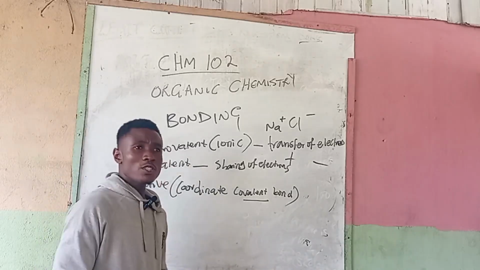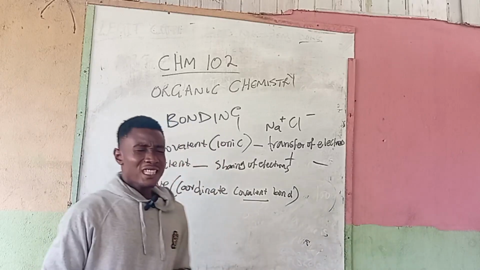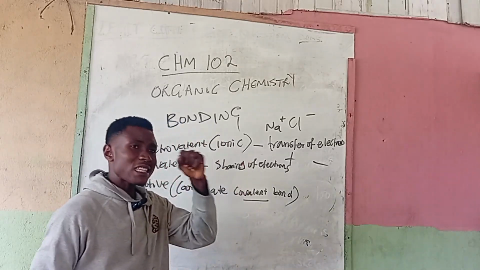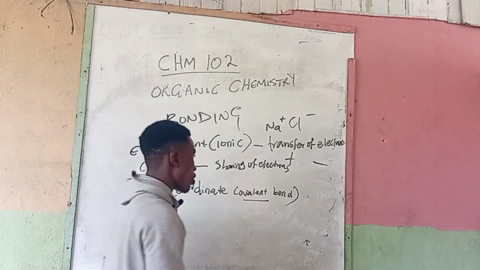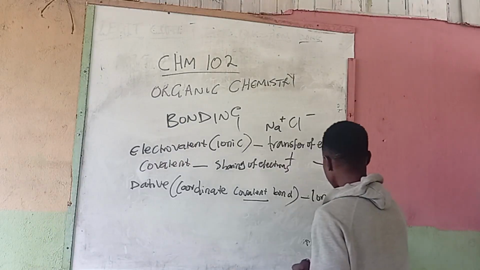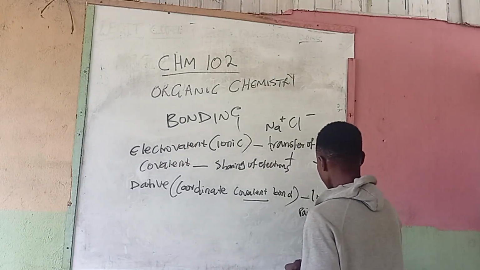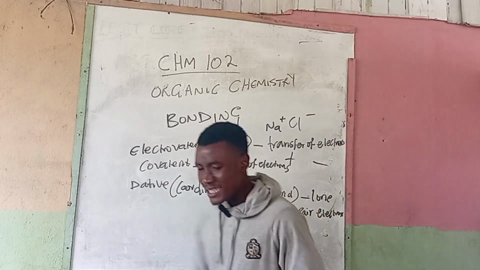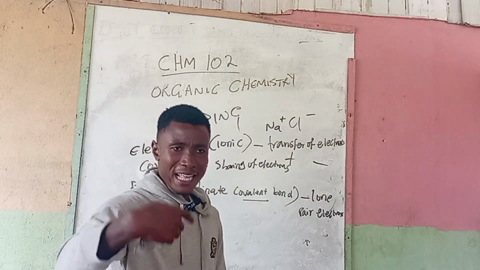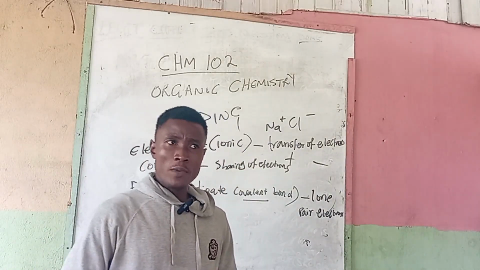So we have the third one, which is the dative covalent bond. The dative covalent bond is a special type of covalent bonding that involves the presence of lone pair electrons. So when it comes to lone pair electrons, it means that you are not bringing anything, I am the only one that is bringing, in order for us to become balanced.